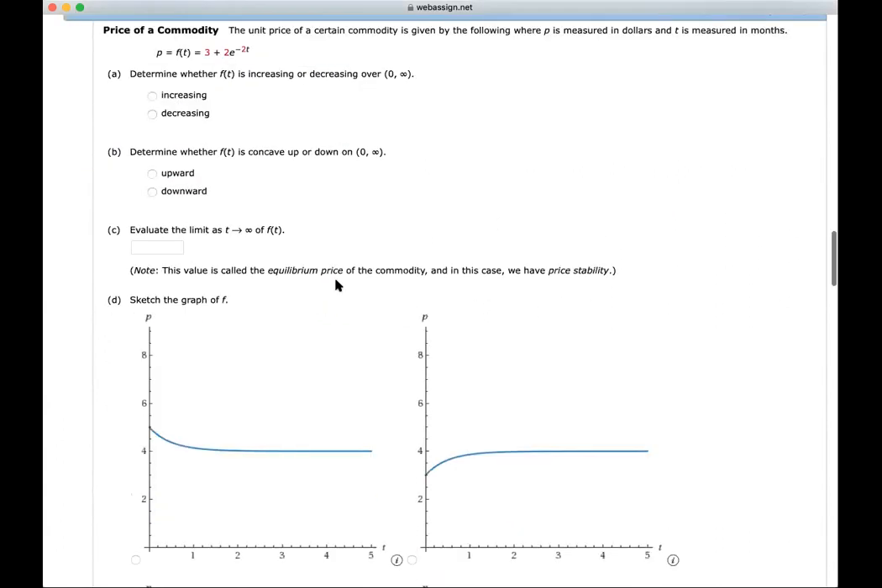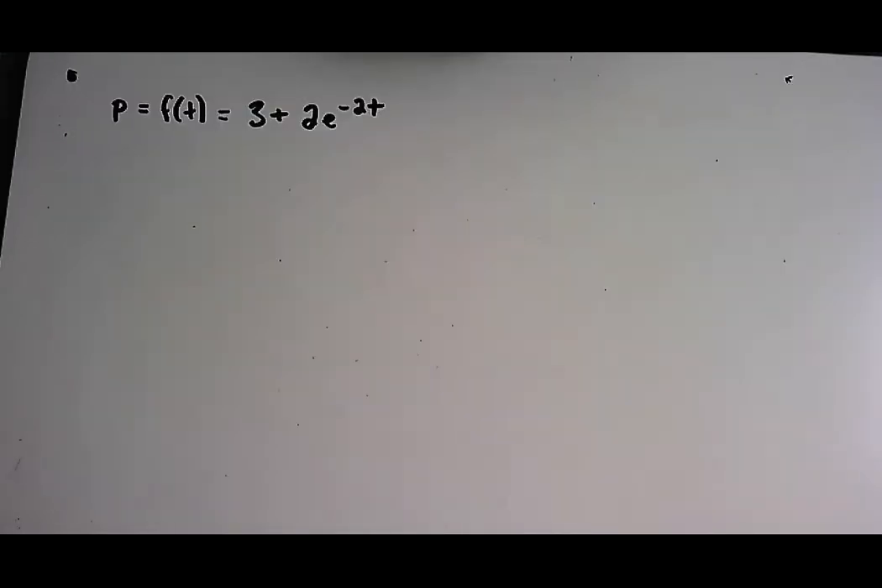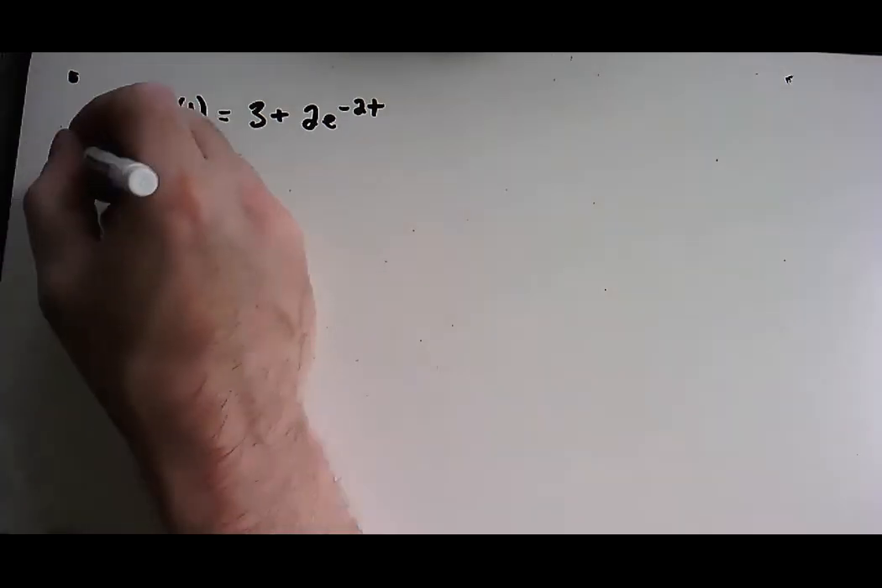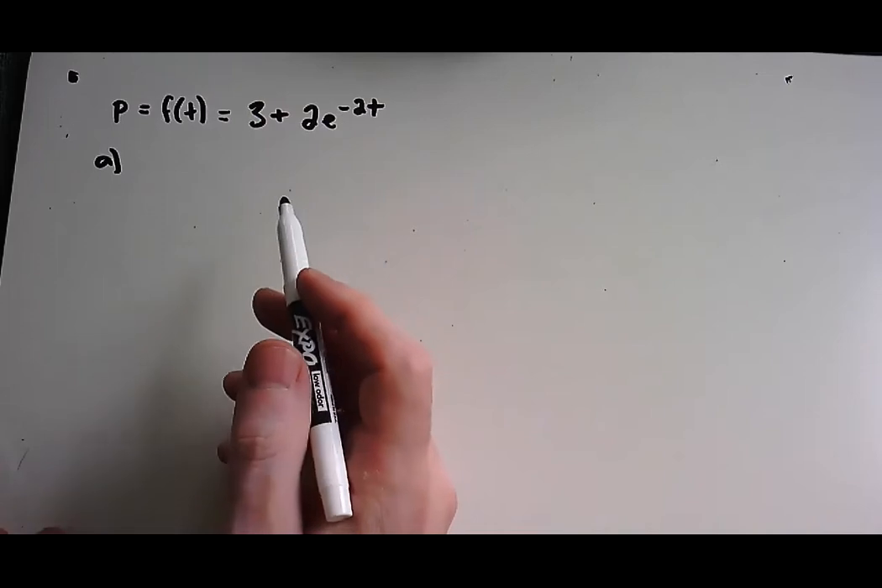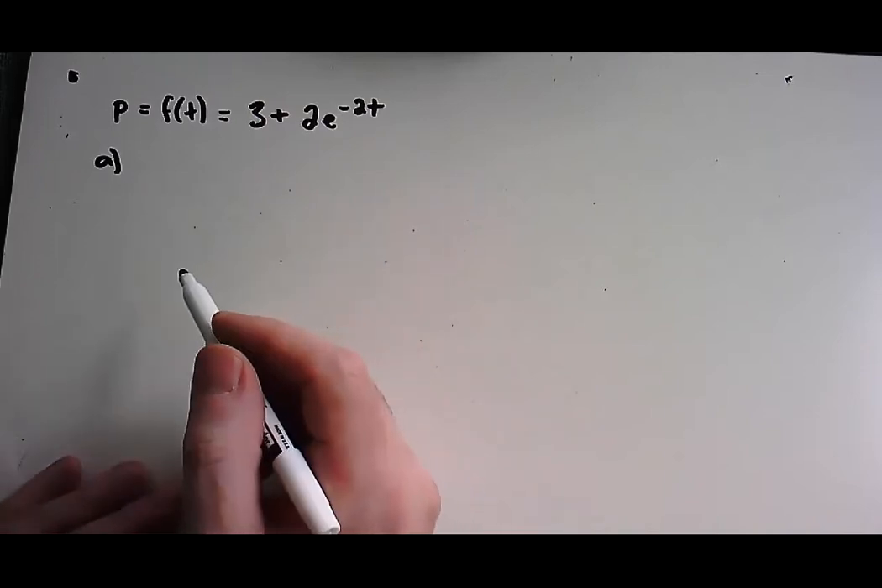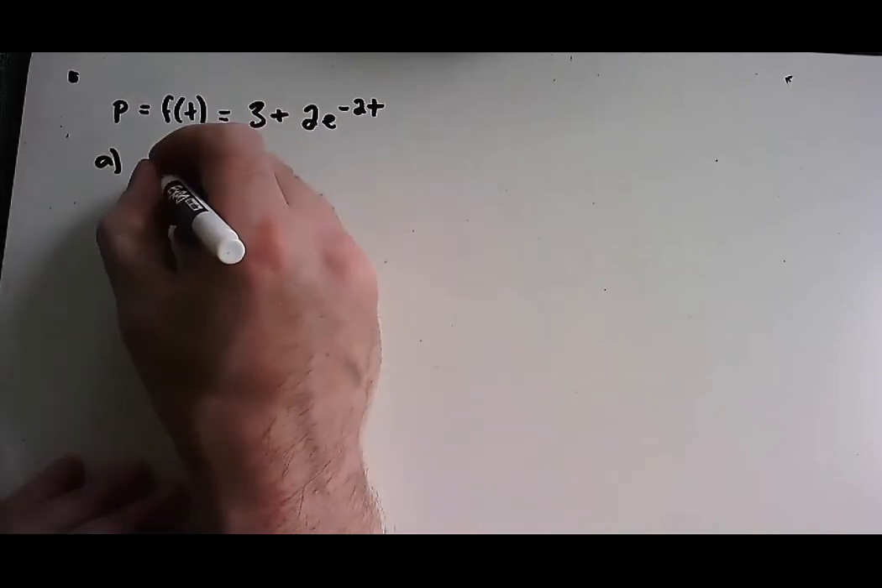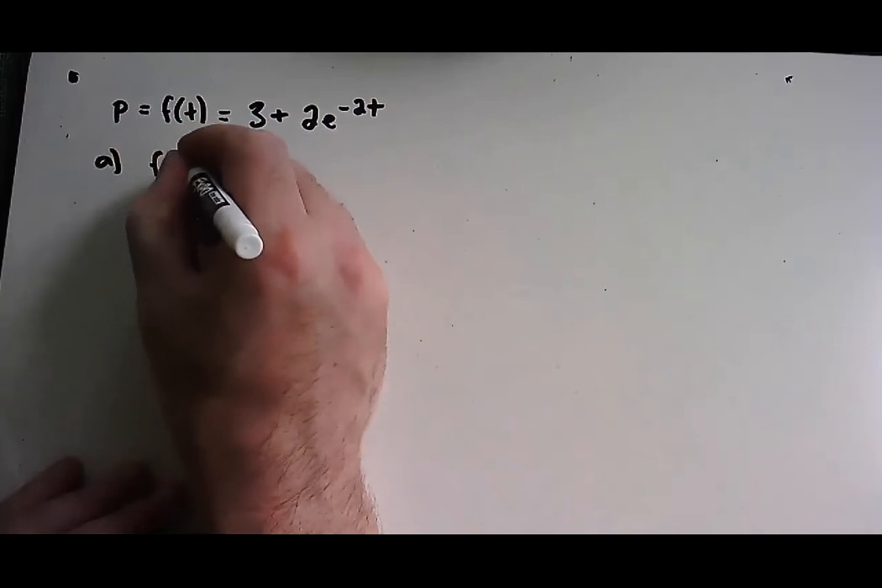So let's start by taking a look here at part A that asks about increasing, decreasing behavior. For any function, including exponentials, if we're ever asked about when the function increases or decreases, we should be thinking about the first derivative. Of course, when the first derivative is positive, our original function increases, and when the first derivative is negative, it decreases. So let's start by taking f prime of t.